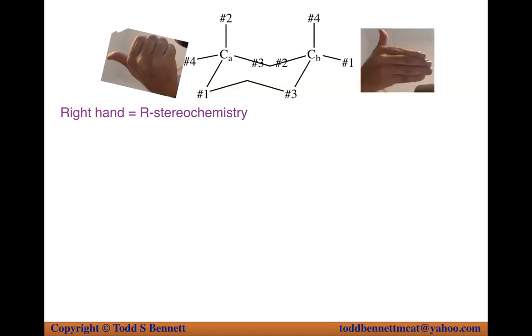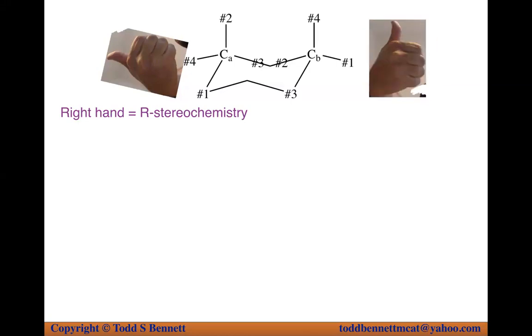On the left carbon, I'm going to start with my thumb towards 4, my fingers towards 1. And again, I've chosen a right hand. Maybe it's correct, maybe it's not, but there's my right hand. Let's see how it goes. As I do this, I'm going to curl my fingers and start curling back. And then eventually they're going to get all the way.